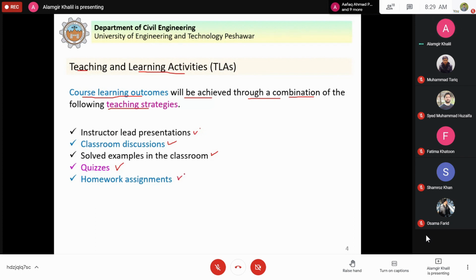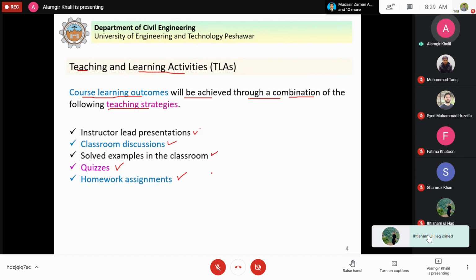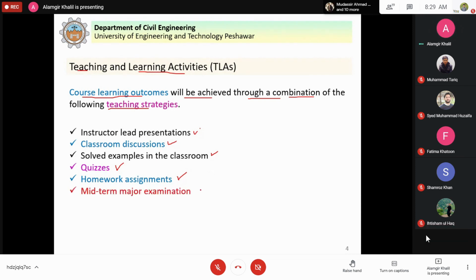There will be assignments, take-home assignments, where problems will be given to you for practice. Then there will be a midterm examination, and we have an end of the course final comprehensive examination. So these are the different strategies through which the course learning outcomes of this course will be achieved.